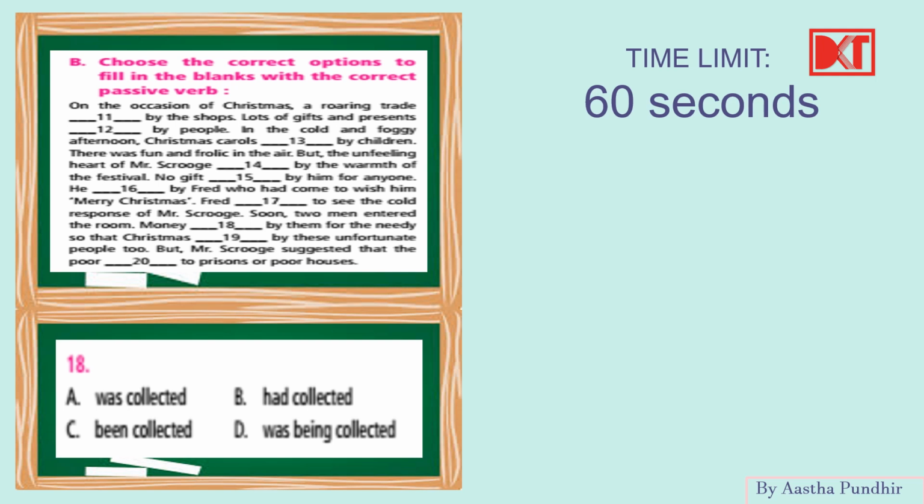Okay, here we have, soon 2 men entered the room. Money dash by them for the needy so that Christmas dash by these unfortunate people too. Money was collected, money had collected, been collected, or money was being collected. Pretty easy. It was a continuous action taking place in the past, so the money was being collected by them for the needy. Was collected, simple past; had collected, past perfect; been collected doesn't make sense. Also, collected is the V3 form, past participle, which we use in passive voice.